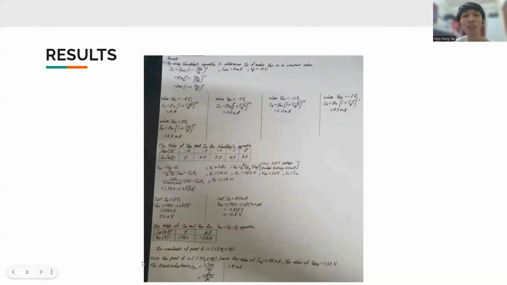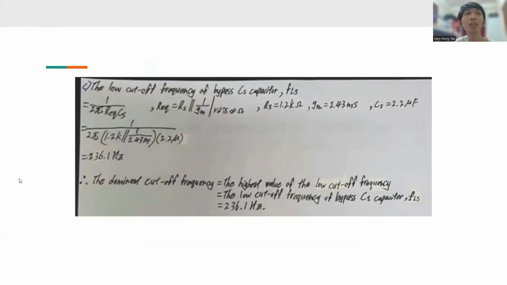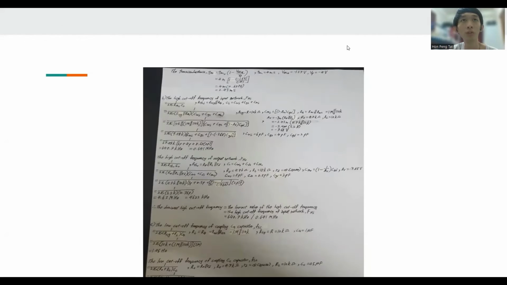For the transconductance, gm0 equals 2 IDSS over modulus VP, which equals 4 mS. For the transconductance, gm equals gm0 open bracket 1 minus VGSQ over VP close bracket. Then we substitute and calculate, and gm equals 2.43 mS.